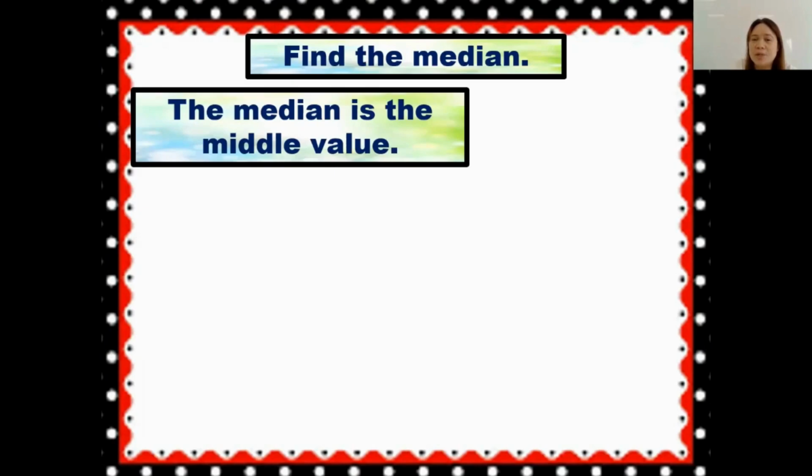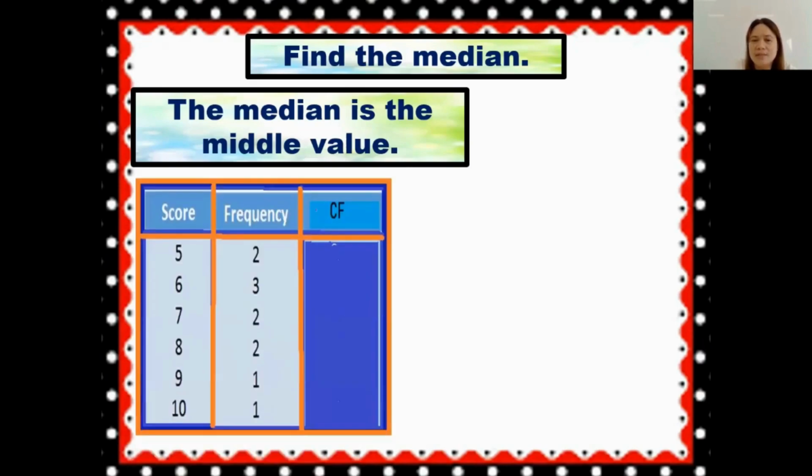But since we are talking about a frequency table, what we will be doing is adding another column which is called CF or cumulative frequency. Again, I am adding CF, one column. In finding the median using a frequency table, the CF or cumulative frequency column is needed. How do I complete the CF? It's very simple, Year 8. Start copying the first frequency, which is 2.